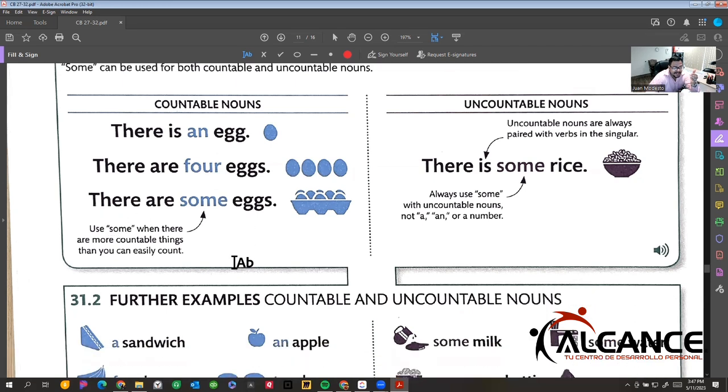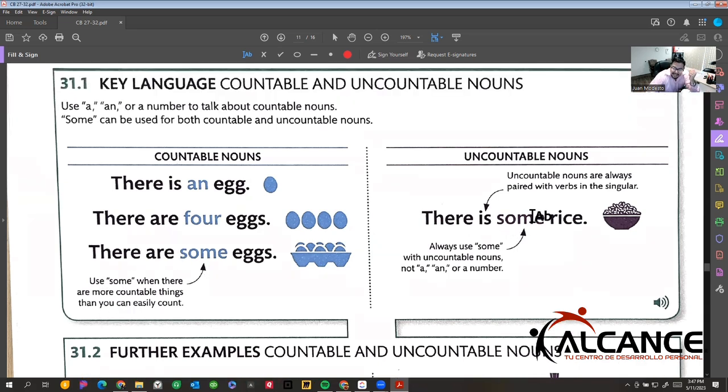But for this one, use some when there are more countable things that you can easily count. When you can't count it anymore, cuando ya no se puede contar, you say some. There are some eggs. Es cuando ya usas some. That's when you use some. And when it's uncountable, cuando no se puede contar, you also use some.